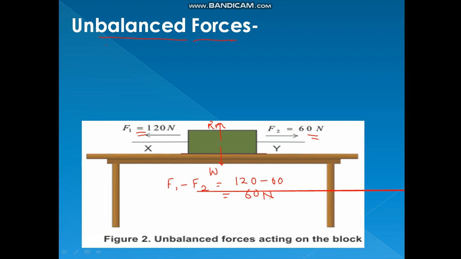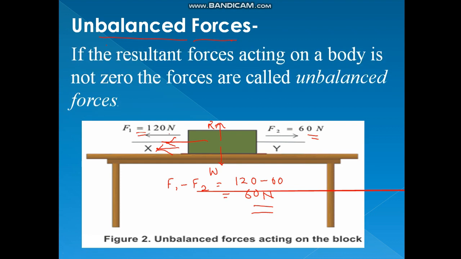Now, this is a situation in which this 60 Newton happens to be acting in this direction. So obviously the block is going to move in this direction. So this is a situation of unbalanced force. To move a body, remember you need a force which is unbalanced. So if the resultant force acting on a body is not zero, the forces are called unbalanced forces.